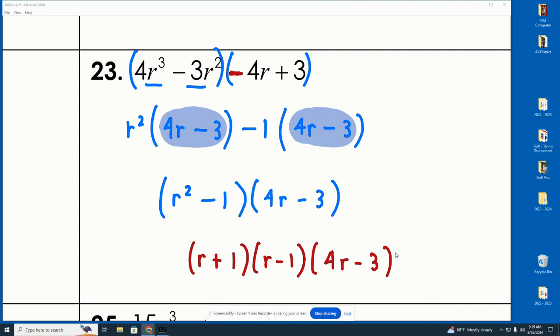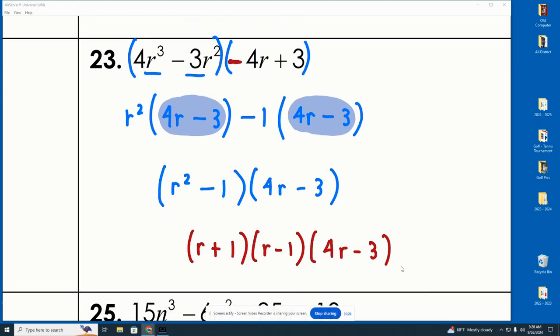Now, as you can see, we go one more step, because what is r squared minus 1? That's difference of squares, which will break down into 2 binomials. R times r, 1 times 1, plus minus. But the 4r minus 3 drops straight down. What do y'all think? You guys who weren't here yesterday, y'all understand that?